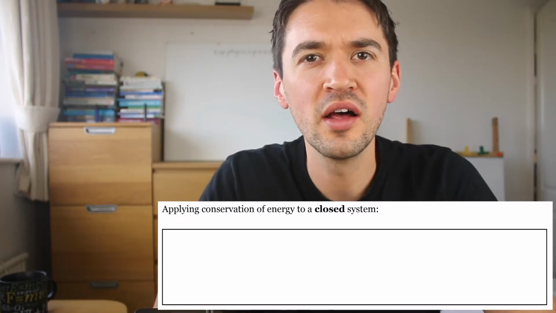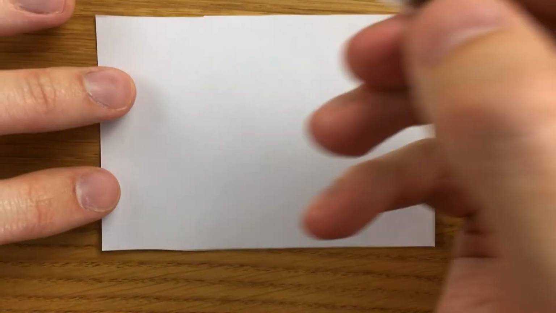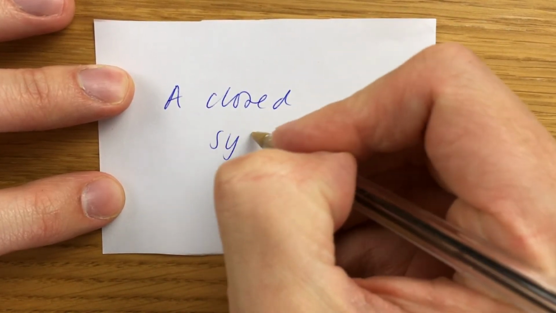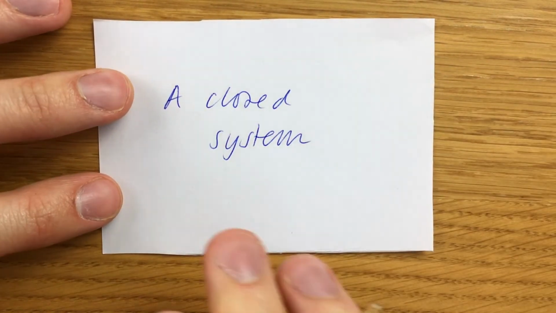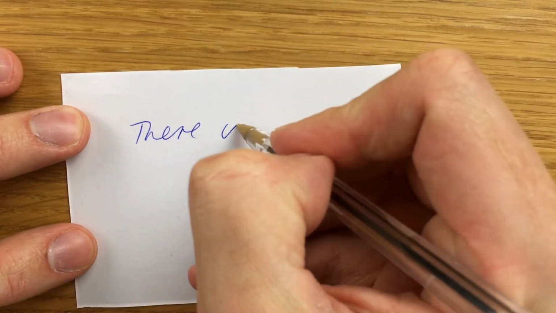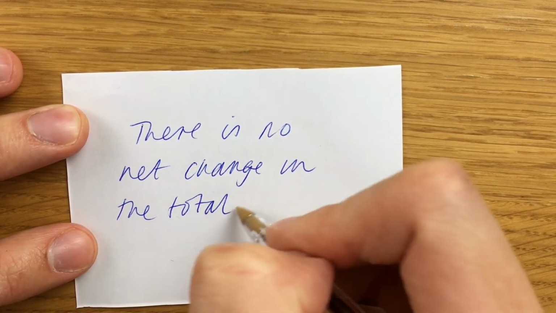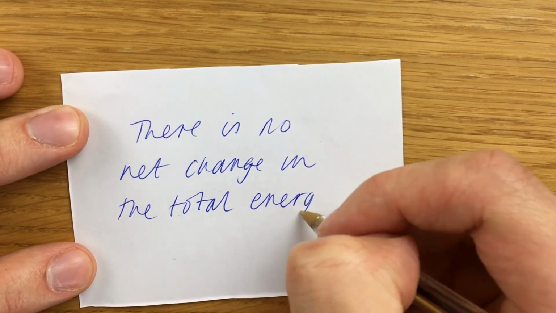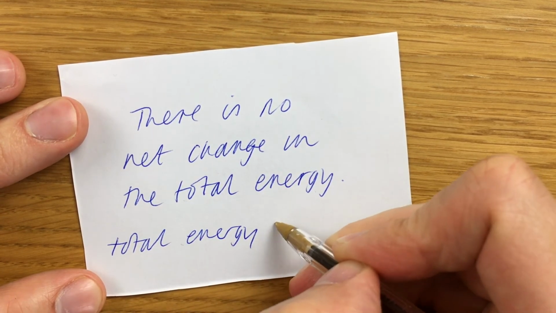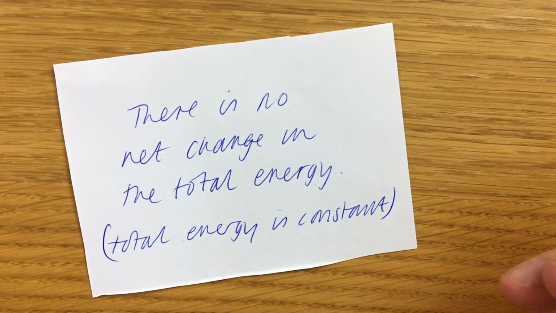You need to be able to apply the principle of conservation of energy to a closed system. So we need to know what a closed system is. So we're going to use one of our revision cards to note the definition of a closed system. A closed system is one in which there is no net change to the total amount of energy. So in other words, the total energy stays the same. This might seem a little bit tricky, but essentially whatever system you're studying will be a closed system, so there won't be any energy coming in or out of it.